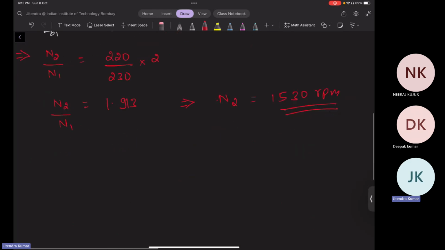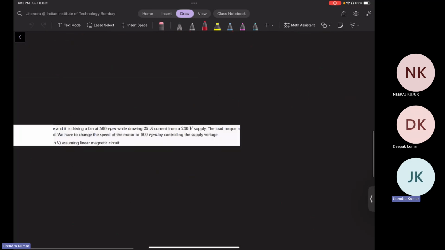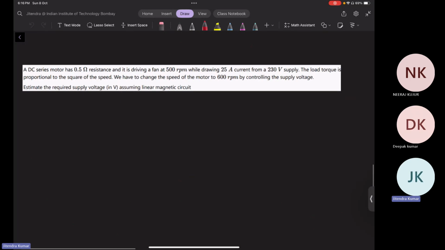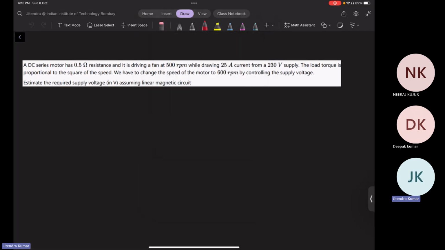Okay, so let us go ahead with the next problem. In this question also, we have a DC series motor with 0.5 ohm of resistance, and it is driving a fan at 500 rpm.